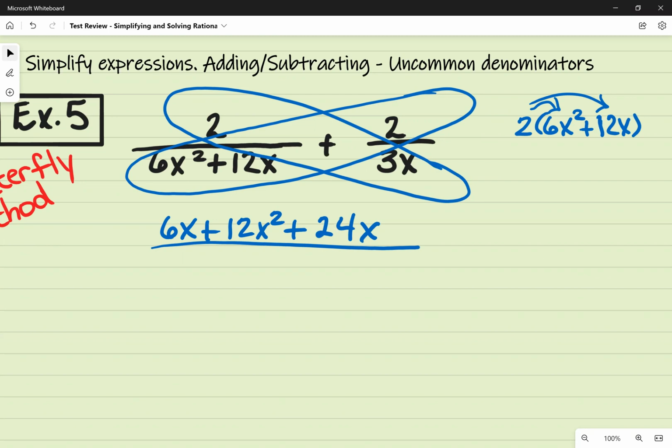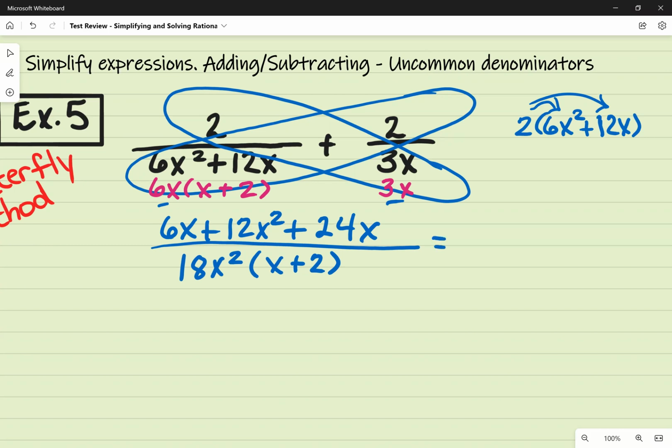And now on the bottom, what I like to do is just go ahead and put this in factored form. So I'm going to take out a 6x. I'm left with x plus 2. And on the other side, I just have 3x. Well, what's on the outside, I want to multiply that together. So I have the 6x and the 3x, which results in 18x squared. And that's multiplied times the quantity of x plus 2. So now I already have the factored form of that.